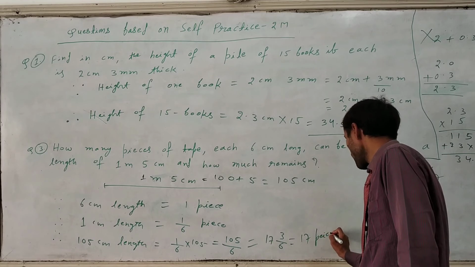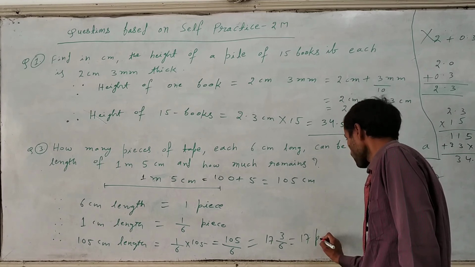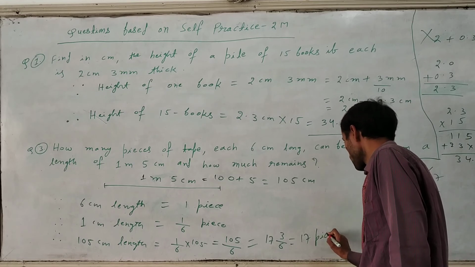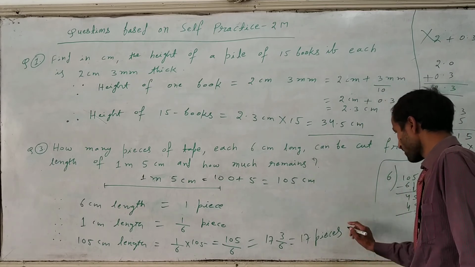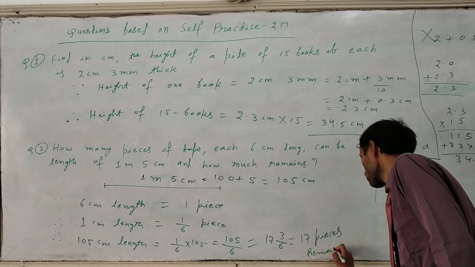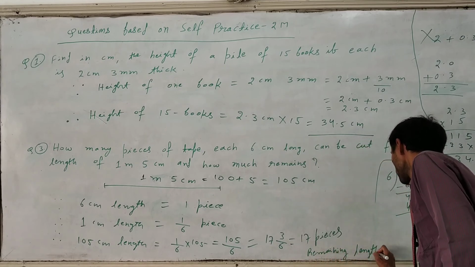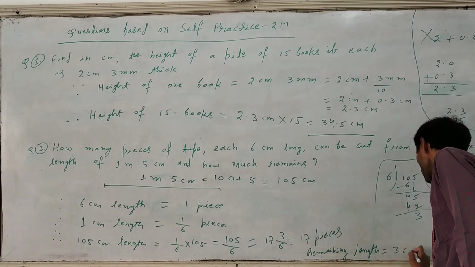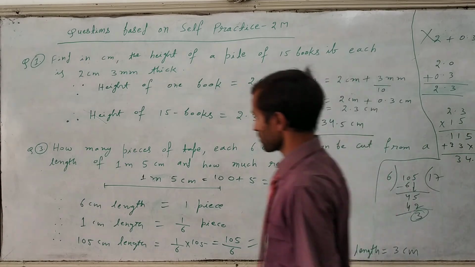Okay, 17 pieces will come. 17 pieces we can make, and the remaining length is equal to 3 centimeter. Means this one is the remainder, so the remainder is the remaining length. So this is the final answer.